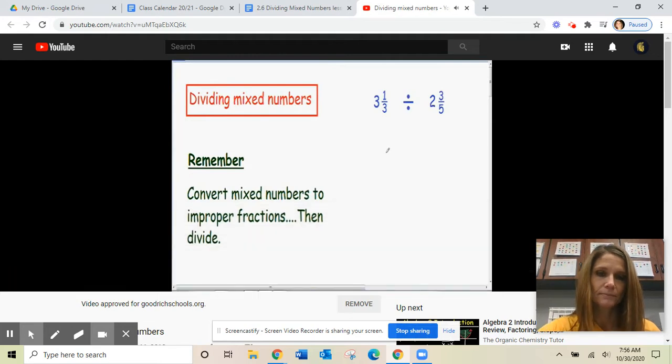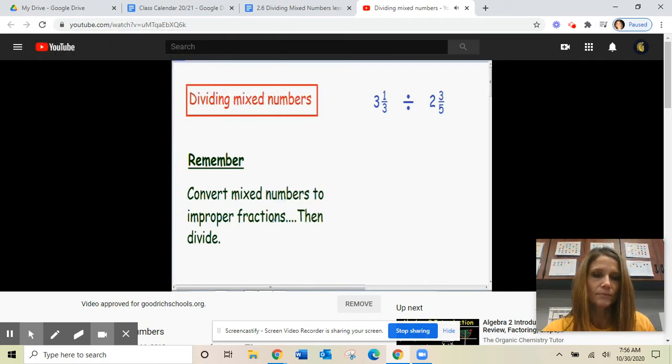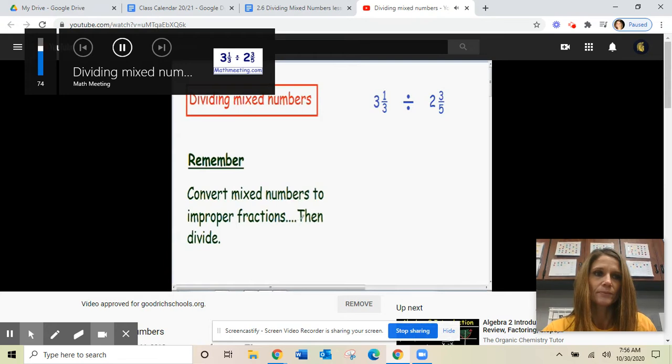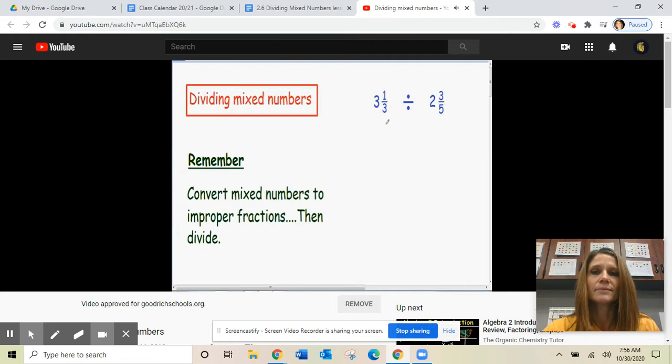Welcome to my video on dividing mixed numbers. Here we have 3 1/3 being divided by 2 3/5. And the first thing I like to do, and I wrote this for you in green, is to convert the mixed numbers into improper fractions and then divide. So that's the first thing I'm going to do. I'm going to convert these mixed numbers into improper fractions.